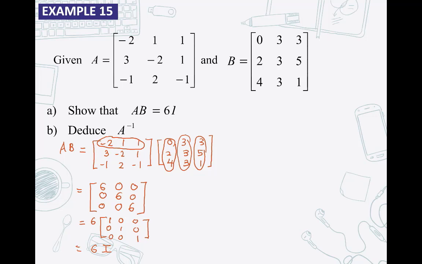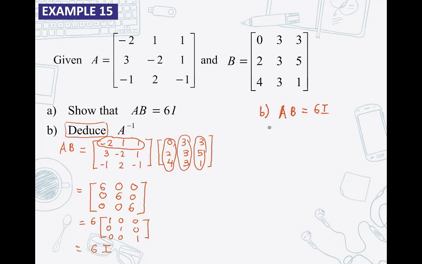Okay, now deduce A inverse. Okay, students, be very careful with the word deduce. So when they are asking you to deduce, that means you do not have to find A inverse by using any method like adjoint. Okay, deduce means we are going to use what we have done before to find A inverse. It does not involve finding the whole A inverse. Okay, so what we have done before is we managed to show that AB equals 6I. We only have to deduce A inverse, not find, yeah?